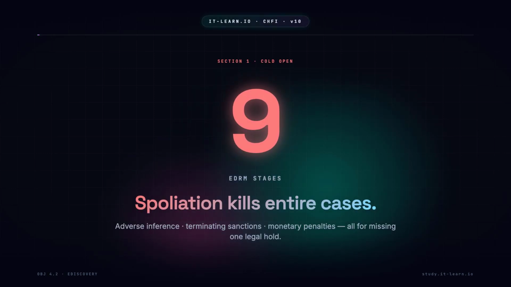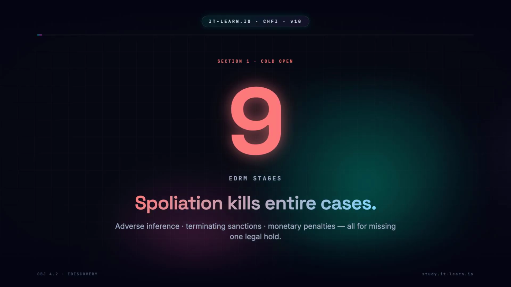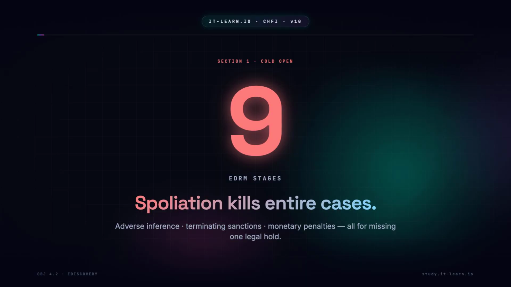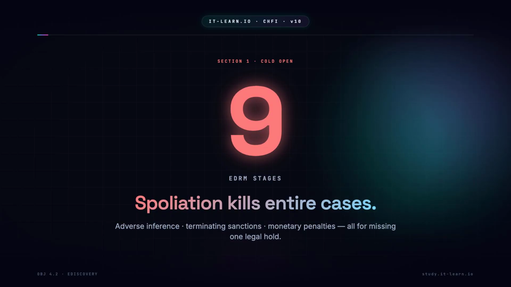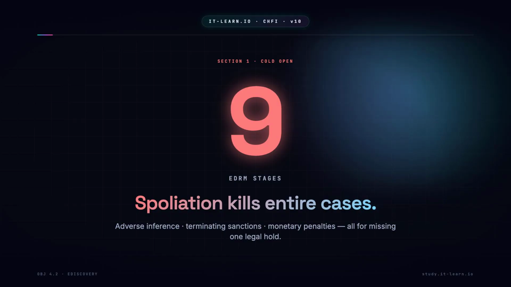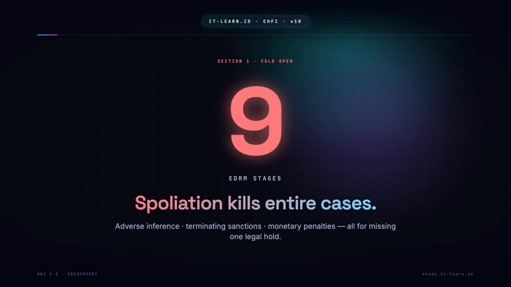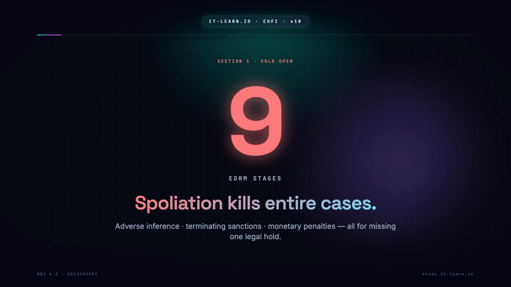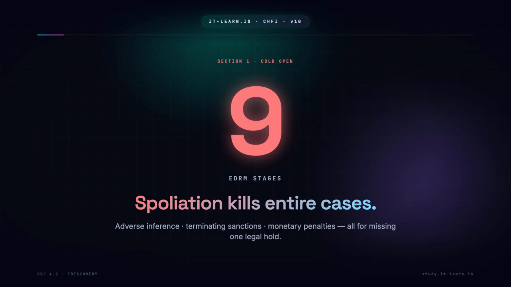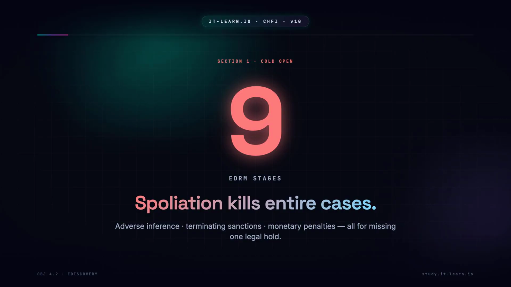Spoliation. The word courts use for destroying evidence, accidentally or intentionally, and the consequence: a devastating adverse inference instruction. The jury is told to assume the destroyed evidence was harmful to you. Terminating sanctions. Case dismissed. Default judgment entered against you. Monetary sanctions, attorney fees on top, in extreme cases, criminal charges. All for missing one legal hold, all for not preserving one mailbox. Welcome to eDiscovery, where the rules of civil litigation collide with digital evidence, and the cost of getting it wrong is sometimes the entire case.